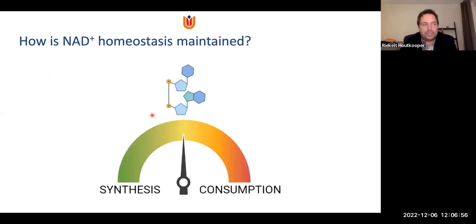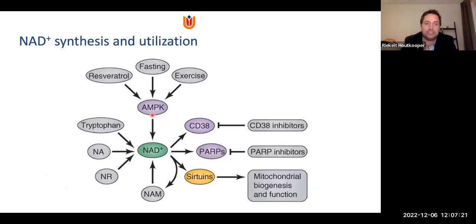So for a molecule that has such a central role in managing metabolic function and cellular homeostasis, it seems quite logical that NAD homeostasis is maintained in a very strict sense. And to understand this a little bit, it's important to understand the synthesis and the consumption pathways that both lead to a NAD homeostasis. And this is a quite simplified version of that scheme of how NAD is synthesized and consumed.